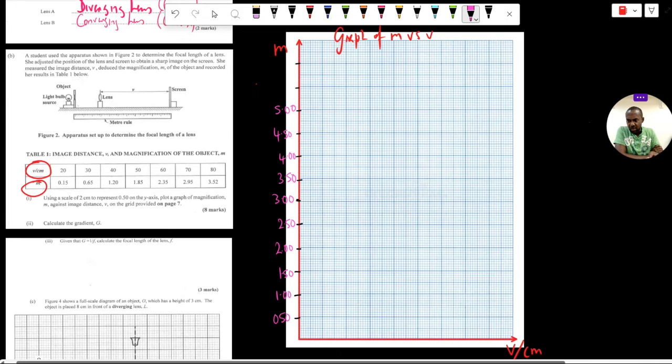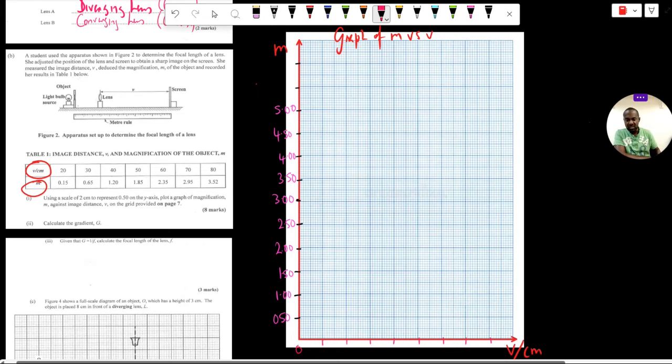Now, we need to choose a scale for the image distance V, which is going to be more straightforward because these values increase in 10 centimeter increments, starting with 20. So we're going to start the axis at the origin. So this is going to be 0. And then, let's see now, could this be 20, 40, 60, 80, 100, 120, 140, 160? Do we have enough? Oh, it's actually 20, 30, 40, 50, 60, 80.